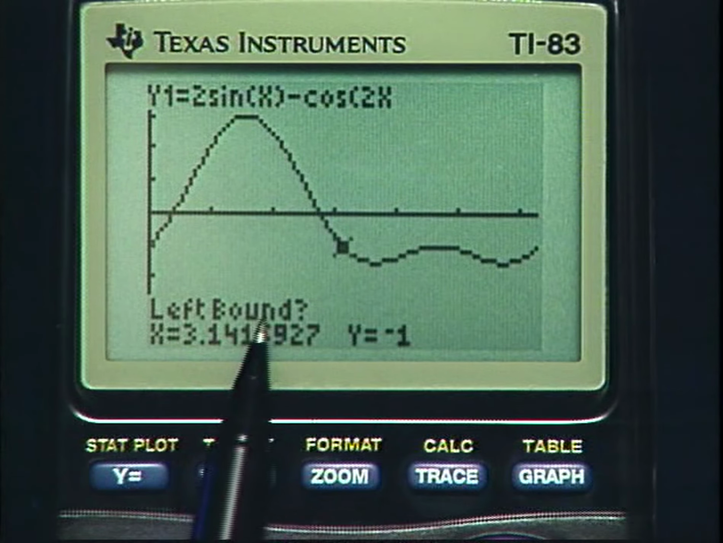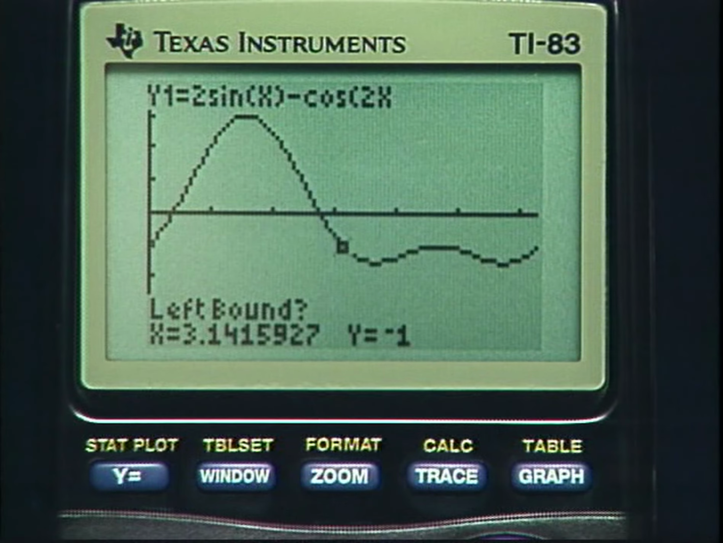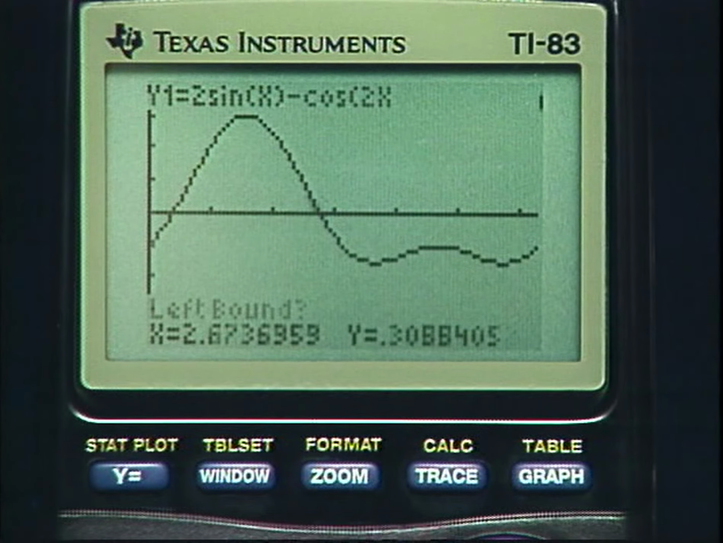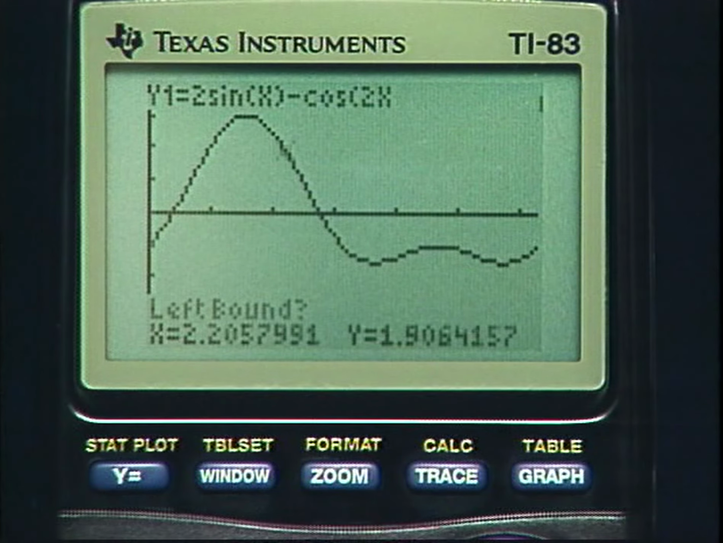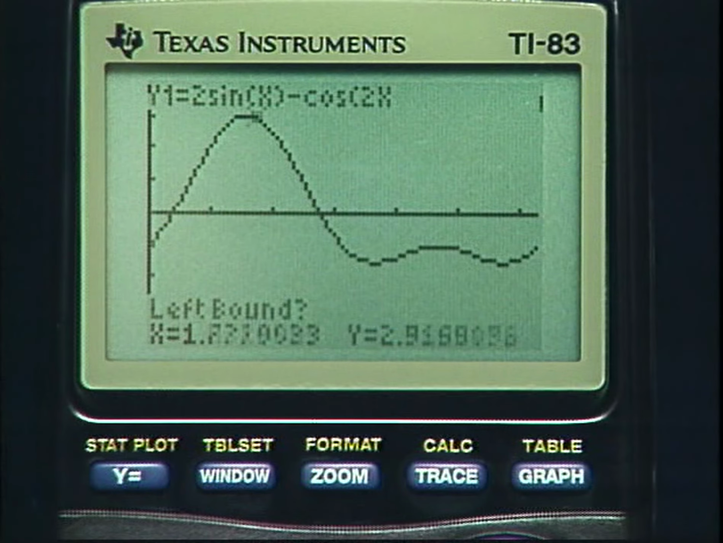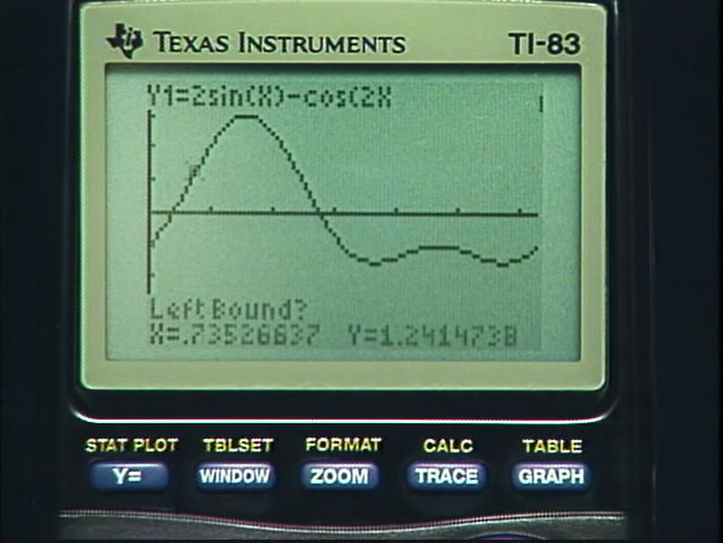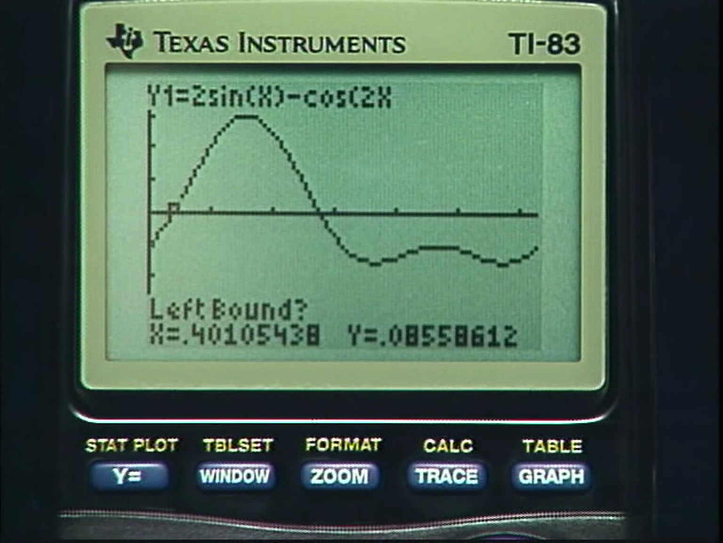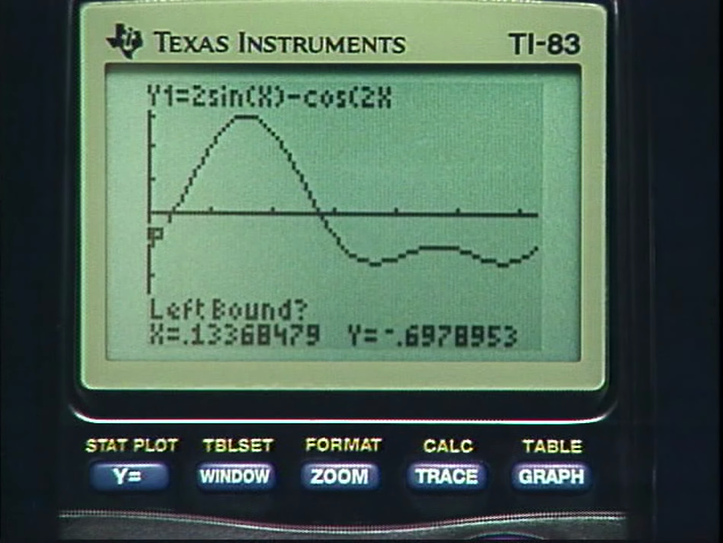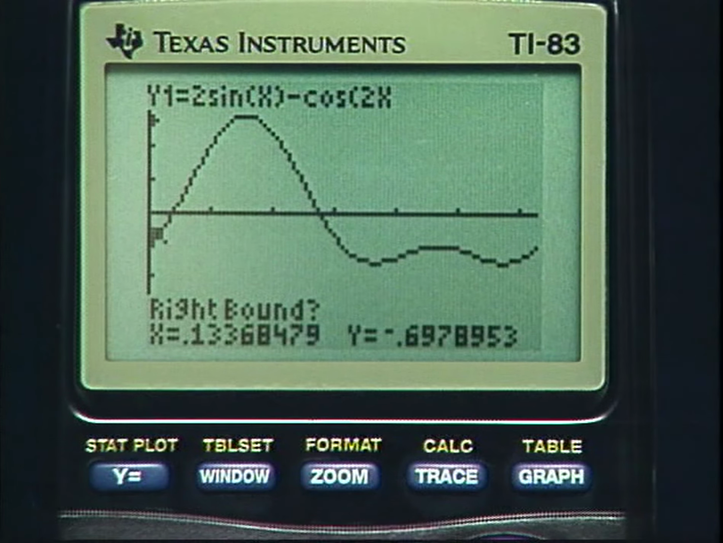So we want the left bound of the interval. Now we might say, well, gee, we want the interval from 0 to 2 pi, and we could certainly enter that idea if we cursor over to the extreme left-hand side of our graph and go to the extreme right-hand side of the graph. But at any rate, I'm just going to get over to this side somewhere and press enter.